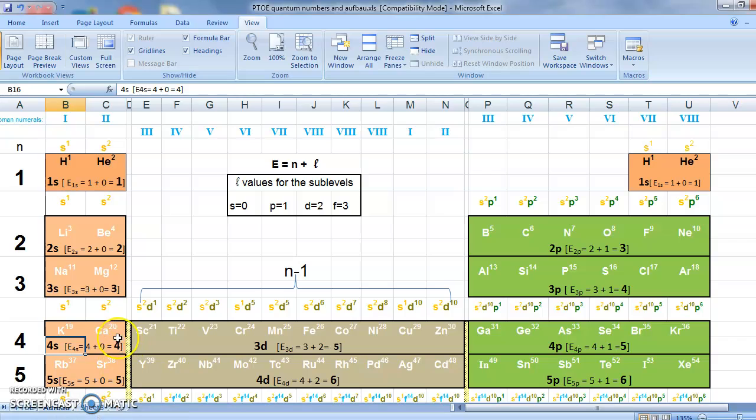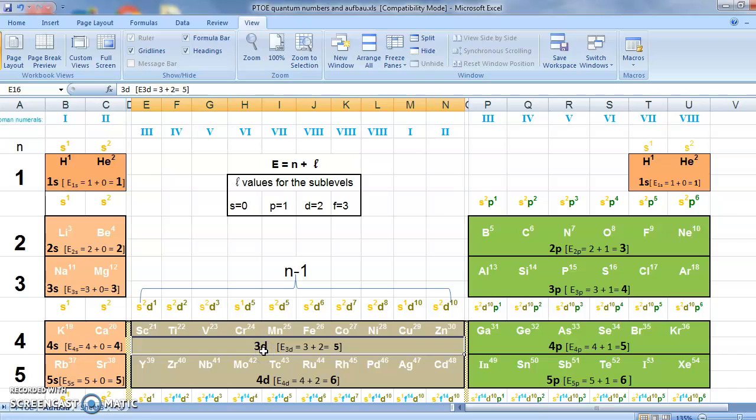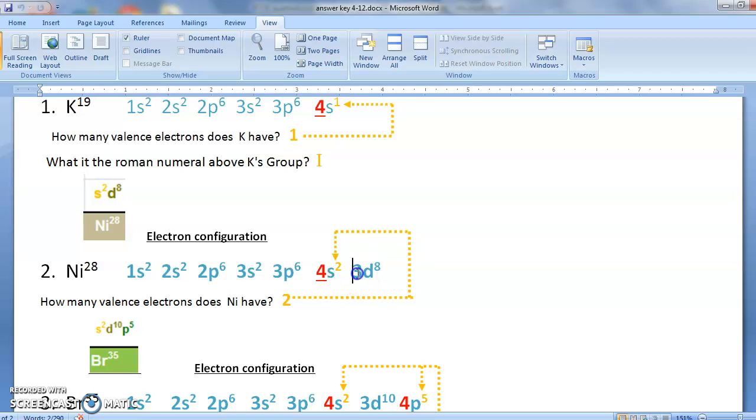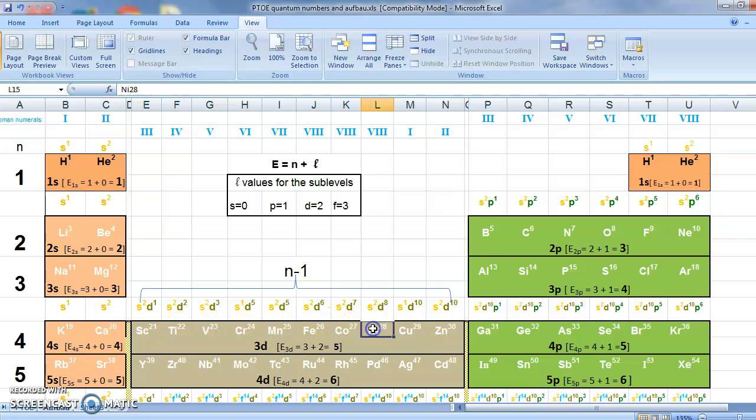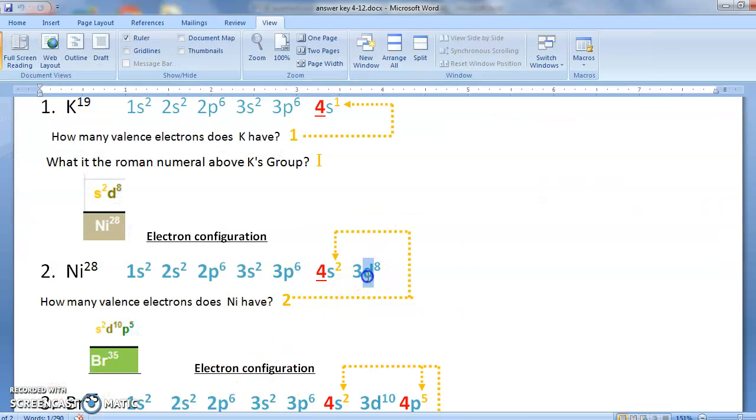What comes next? It looks like after the 4s, from number 20, I go to 21, and that's taking me into the 3d. So I write 3d. And now I'm going to count how far over it is in the 3d. Nickel is 1, 2, 3, 4, 5, 6, 7, 8th one over in the 3d. So I'll write 3d8. I have done nickel. And yes, I have the S2D8 as predicted above nickel, S2D8.